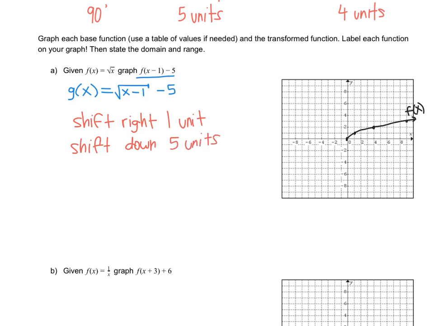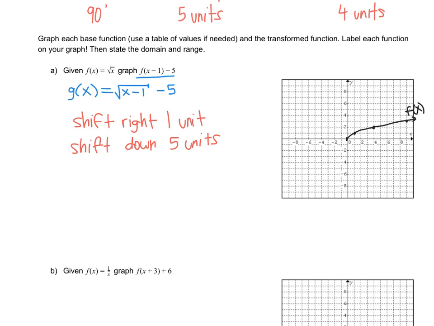Now, with the shifting, if you want to do it all at once, that is fine. If you want to do it one step at a time, so shift the whole square root to the right 1 first, and then shift it all down 5, that's fine as well. For this first example, I will do it in 2 steps, but usually for me, the shifting stuff, I will do it all in 1 step because all at once, I can move everything to the right and down 5 units. Okay, so I'm going to start with the shifting right 1 unit first.